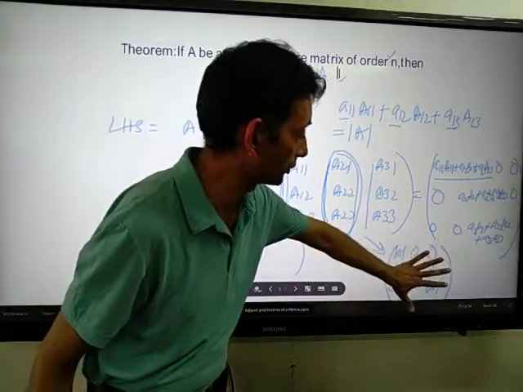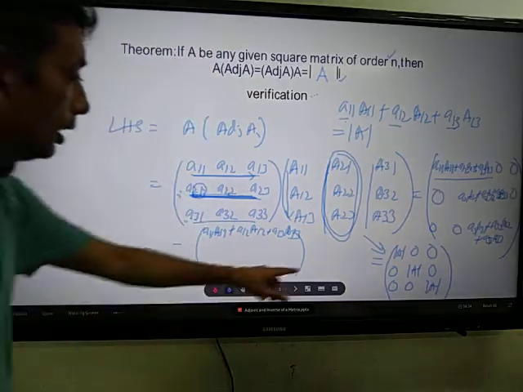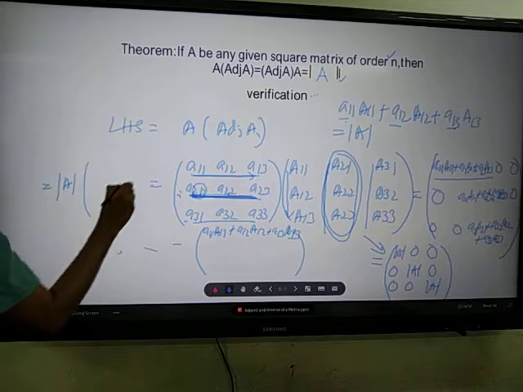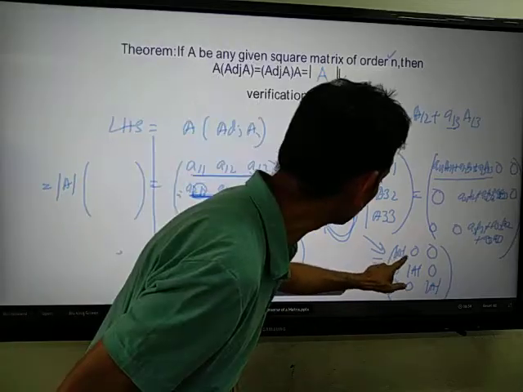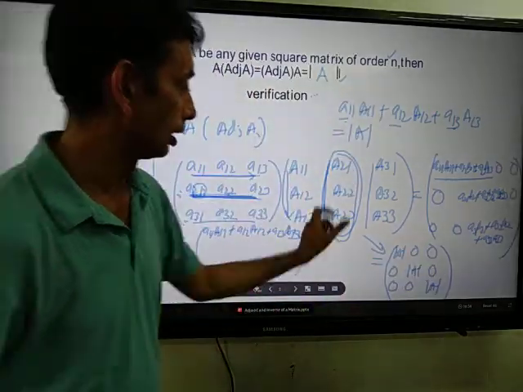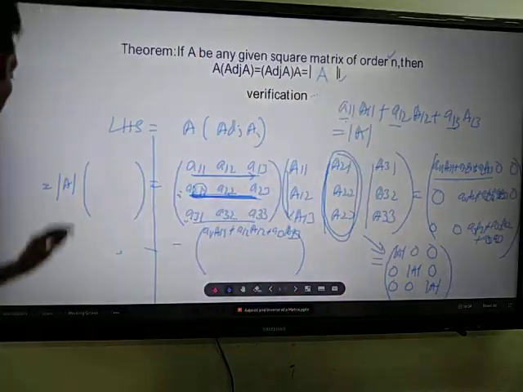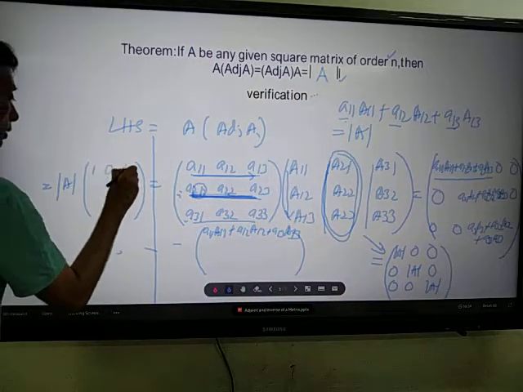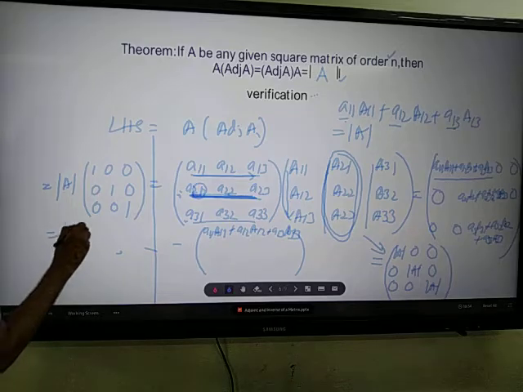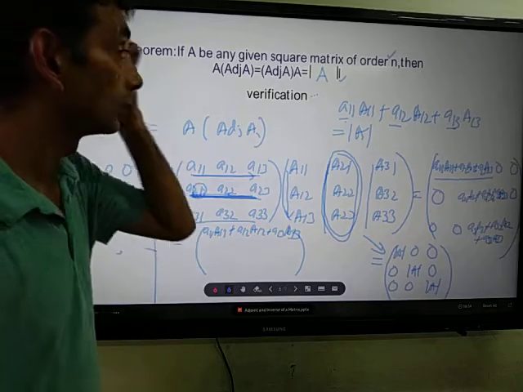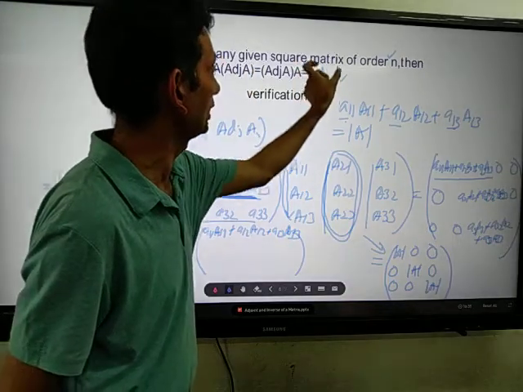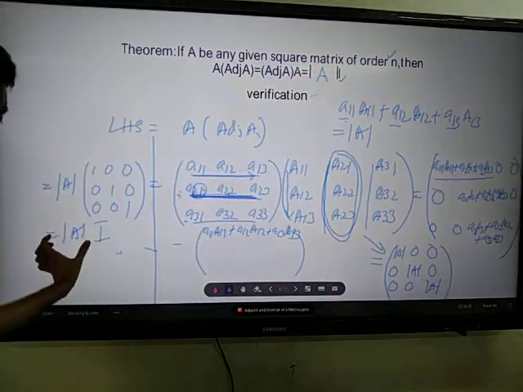Okay. Now this is a matrix. Which element is common in the matrix? Determinant A is common, so we take determinant A common from that matrix. What is left out? 1, 0, 0, 0, 1, 0, 0, 0, 1. So this is an identity matrix. What was the theorem today? If A is any given square matrix of order n, then A into adjoint of A is equal to determinant A into I.